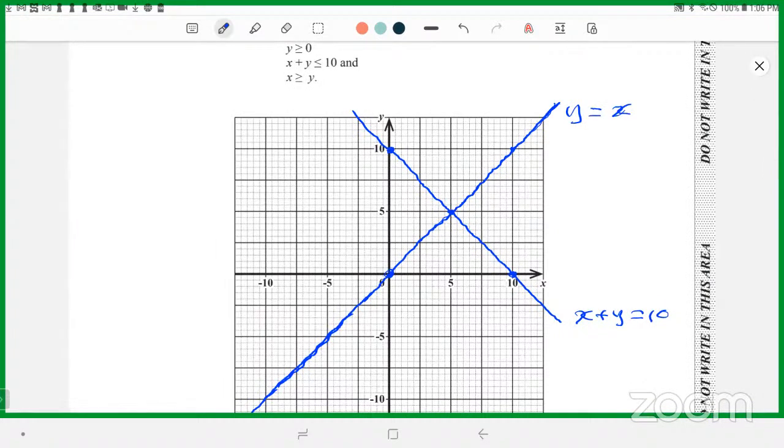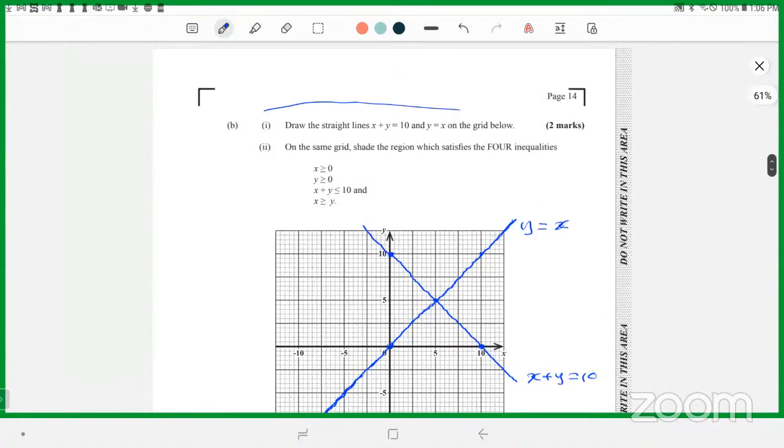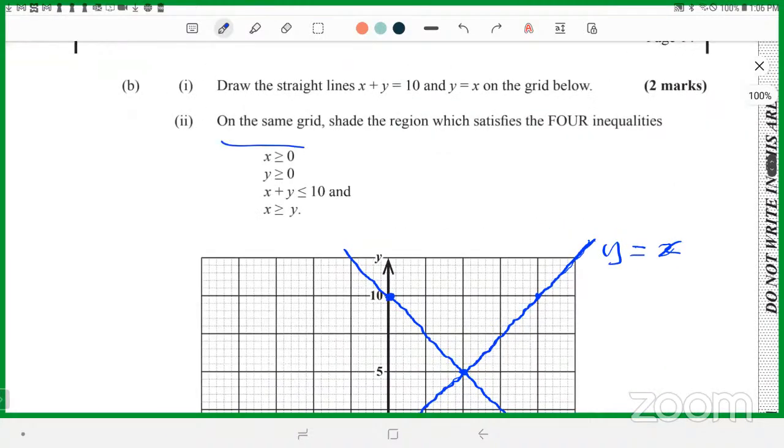All right, so we have satisfied the first part of the question, to draw those lines on the graph, and I labelled them. Next part now says, on the same grid, which is the graph below, I want us to shade the region which satisfies these four inequalities.